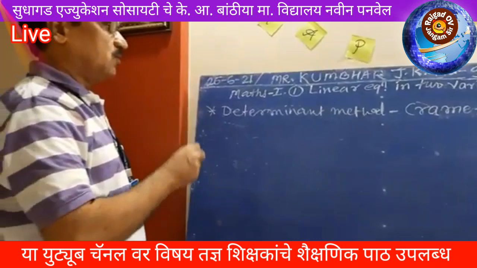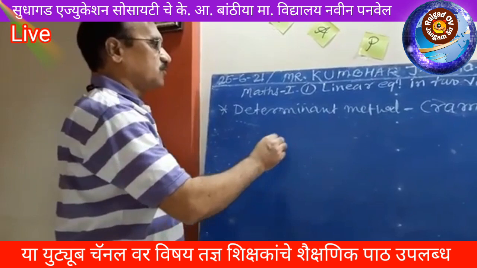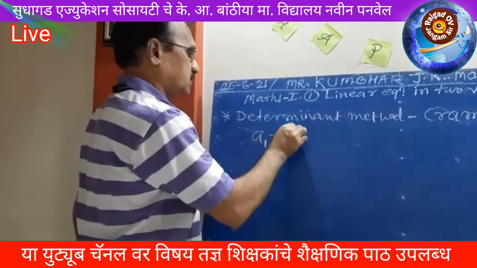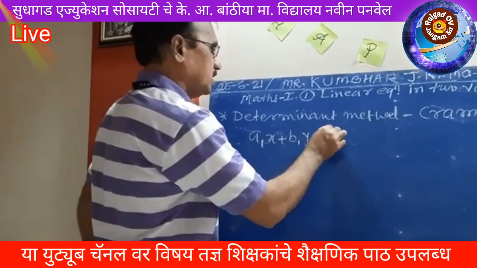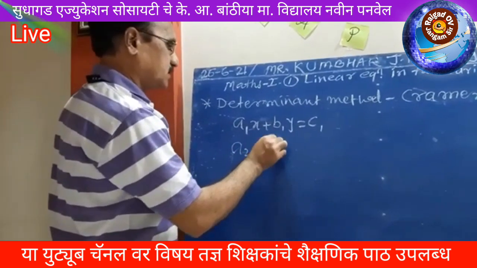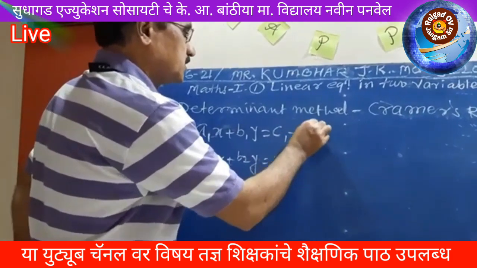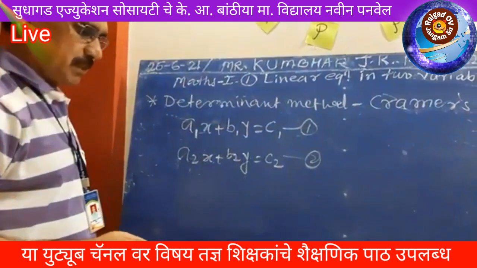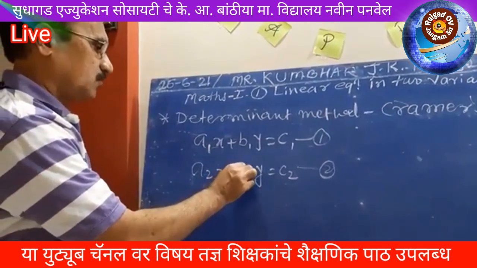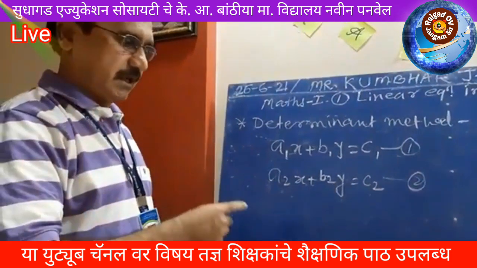How to solve the given example? First we are going to write the standard form of simultaneous equations. We know a1x plus b1y is equal to c1. Then the second one, a2x plus b2y is equal to c2. Equation number 1 and equation number 2. From these equations, we can solve the simultaneous equations. First, we have to find from these two equations D, Dx and Dy.